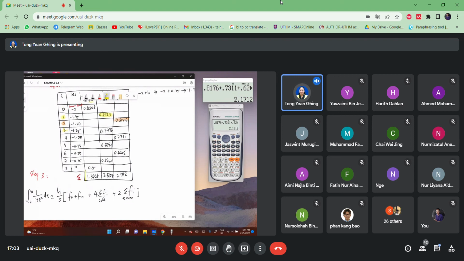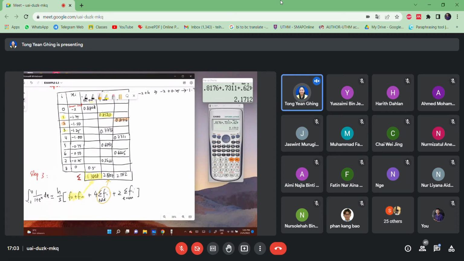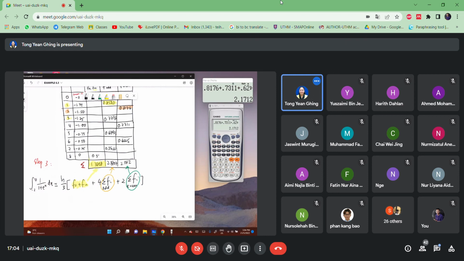So here actually F0 plus Fn is this value. Yang ni dah. And yang ni, this one is this one. And this one, the summation of fi for even is this one actually. So you just key in, you just put in the value.